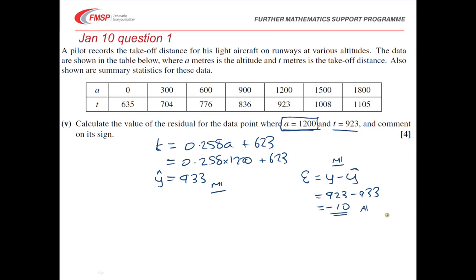Now it says comment on the sign. Well, the sign's negative. All that really means is that the observed value 923 is below, on your graph, below your predicted value. So epsilon negative implies that the observed value is below the predicted value. That's all we need to worry about, and that's a final E mark there. So you'll find that covers all of your regression needs effectively, and their questions don't really differ too much from that.